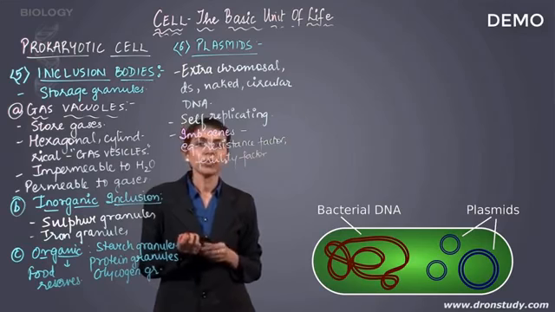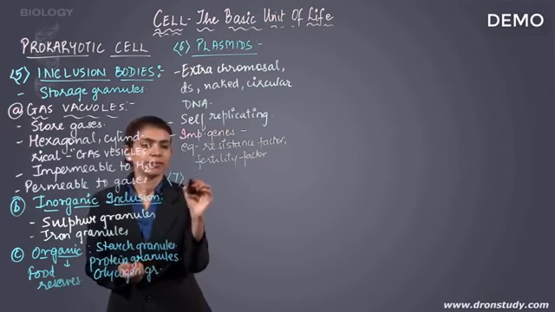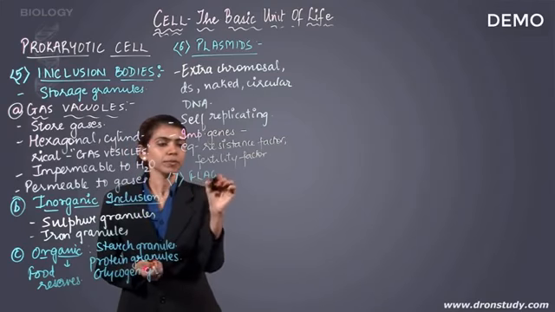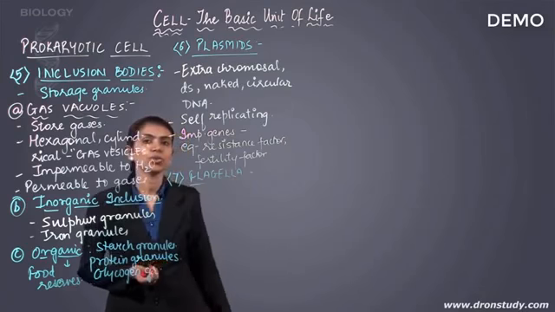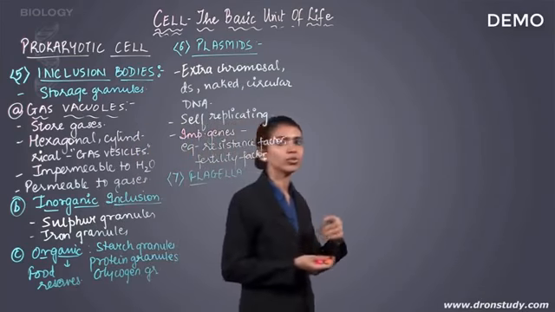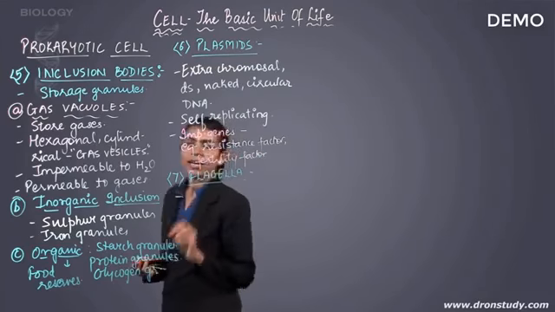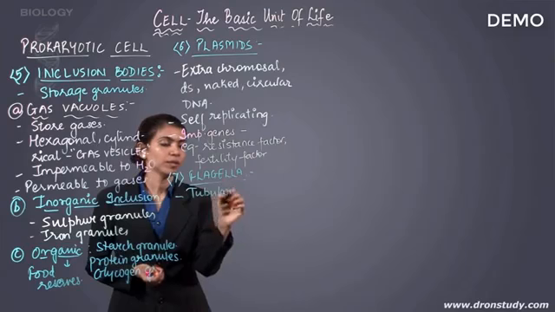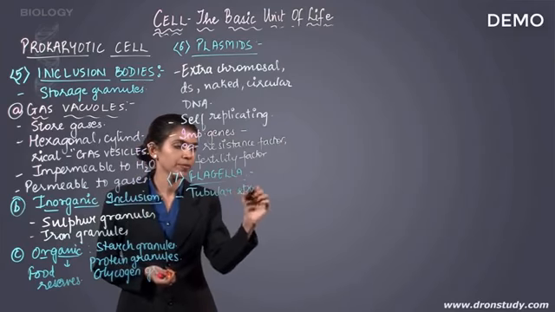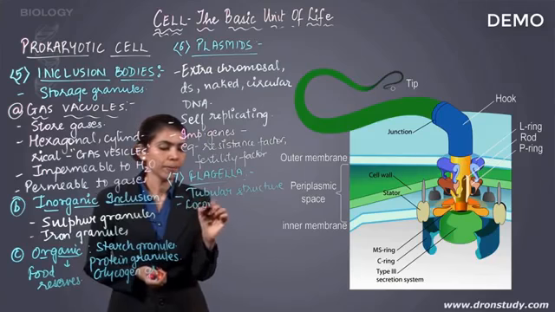The next structure in the prokaryotic cell is number 7. Let us talk about the flagella. As I mentioned in the beginning, flagella are locomotory structures. They help the bacteria to be motile, to move about. So these flagella are actually tubular filamentous structures which are responsible for locomotion.